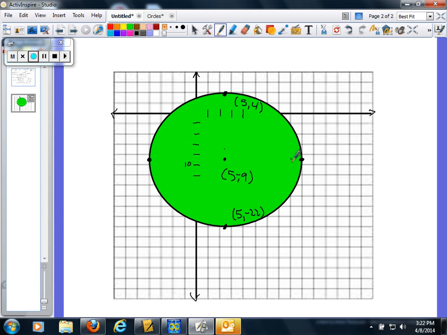And then I'm going to do the same thing. So this is going to be negative 9, comma, and then I'm going to add 13 to 5, which is going to be 18. And I'm going to subtract 13 from 5, which should be, I believe, negative 8. 2, 4, 6, 8. Yes. So this is going to be negative 8, negative 9. And there gives me my 4 points and my center point as well. Okay? So that's all there is to doing this.